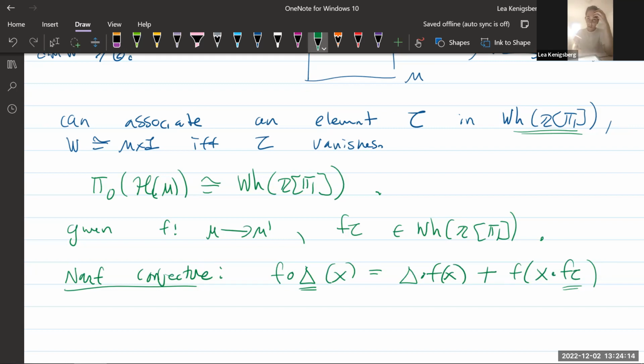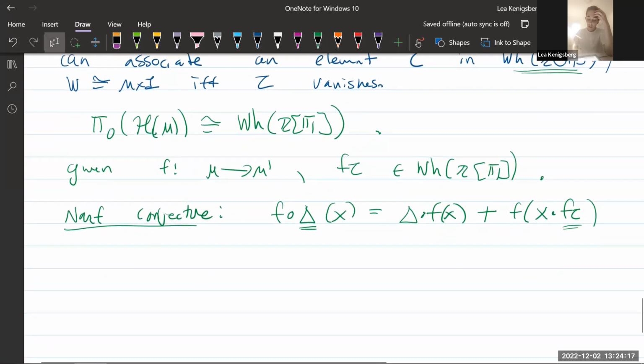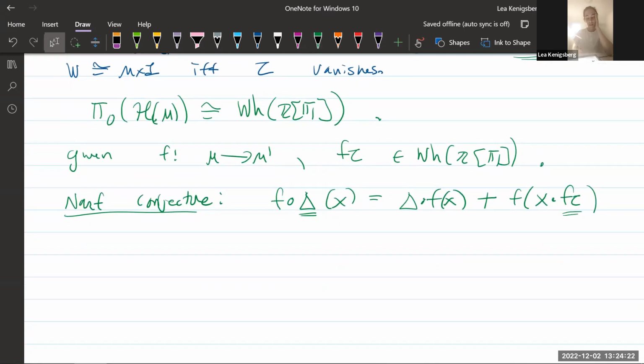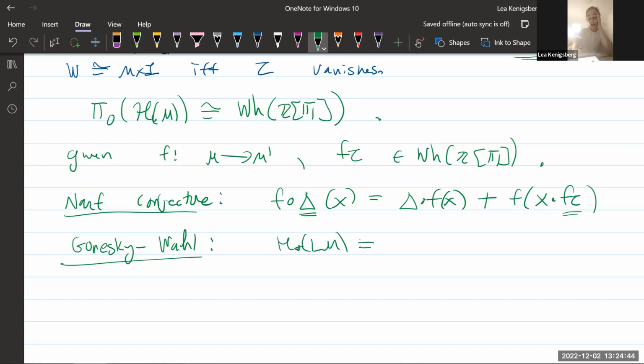Okay, so maybe I should mention one more thing about the homology of the loop space. This is to tell you that coproduct structures are interesting. There is maybe one more thing: the Goresky-Hingston coproduct. So for the free loop space, we can decompose H star of LM as a direct sum of H star of LM mod M.